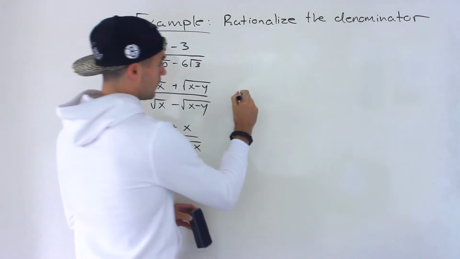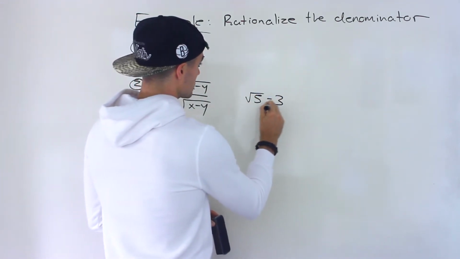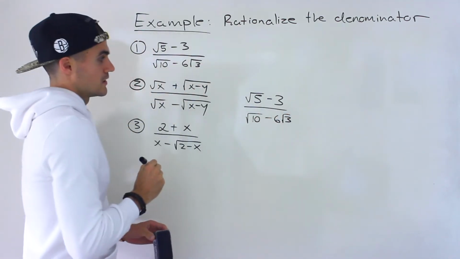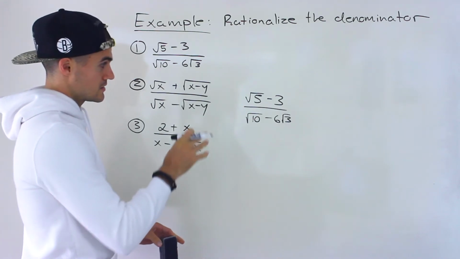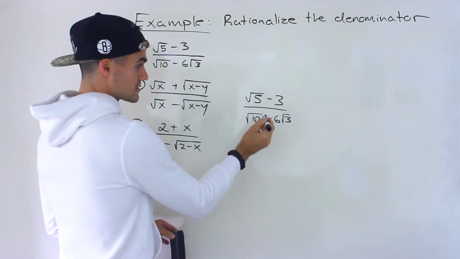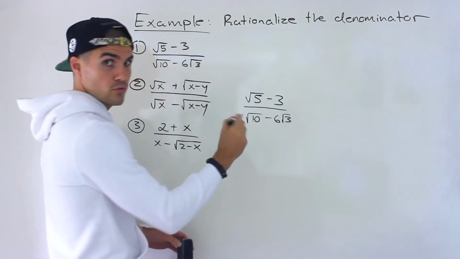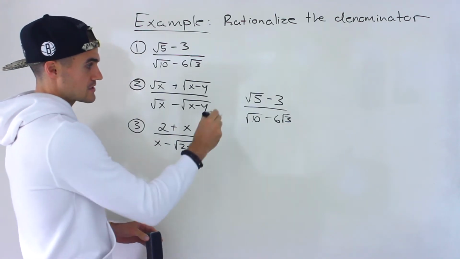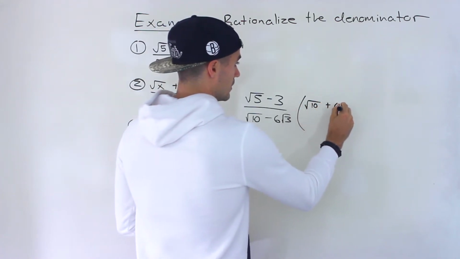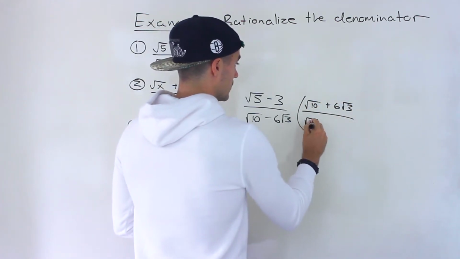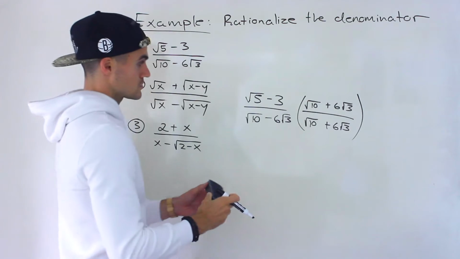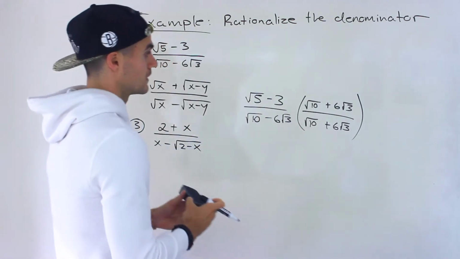So starting with number 1, we got root 5 minus 3 over root 10 minus 6 root 3. So first thing you want to check is, do any of the radicals simplify before rationalizing? So notice root 5 doesn't simplify, root 10 doesn't simplify, root 3 doesn't simplify. And so we can go ahead and rationalize from here. So we would multiply by the conjugate of that denominator. So we're just changing the sign in the middle, multiply the numerator and denominator. So it's like we're taking this whole thing, multiplying it by 1.